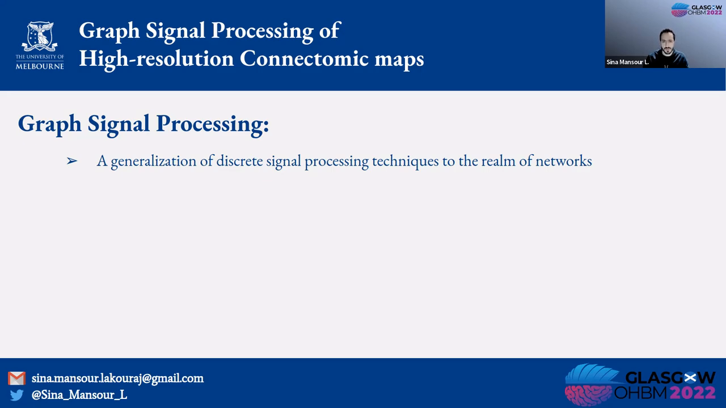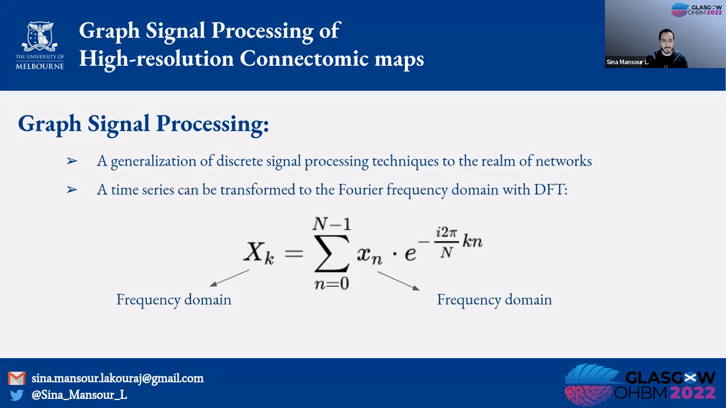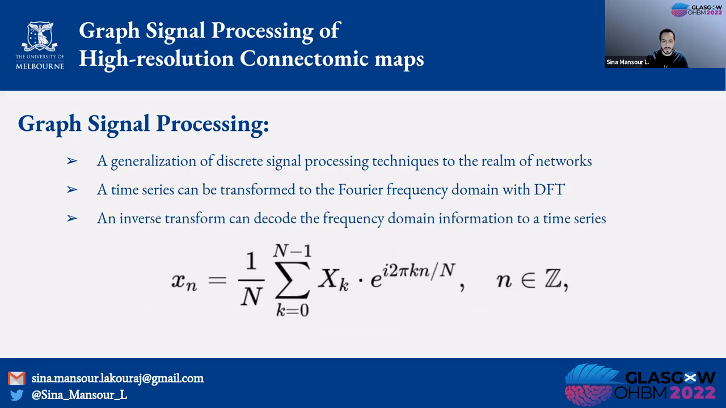So graph signal processing is a generalization of discrete signal processing techniques that is being applied to the realm of networks. We know that traditionally discrete time series can be transformed using a Fourier transform to a frequency domain. And this information could then be decoded at a later stage back to a time series. And we could extract back the original signal using its frequency domain representation.